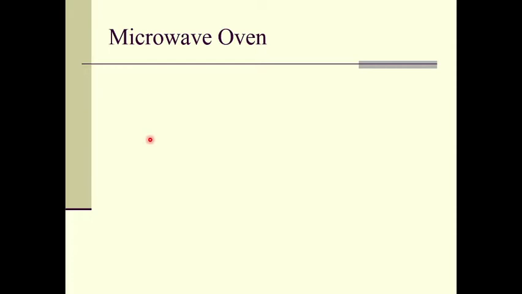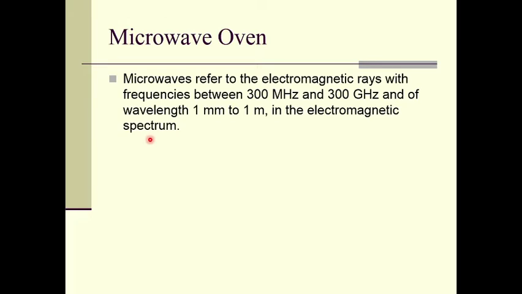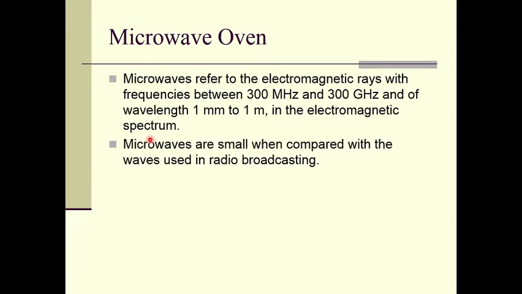The first application of electromagnetic waves is the microwave oven. We know the microwaves refer to the electromagnetic rays with frequencies between 300 megahertz and 300 gigahertz and of wavelength between 1 millimeter to 1 meter in the electromagnetic spectrum. That means the microwaves fall in the region of 1 millimeter to 1 meter, right? In that range only the microwaves fall, and therefore we can have the microwaves for various applications.